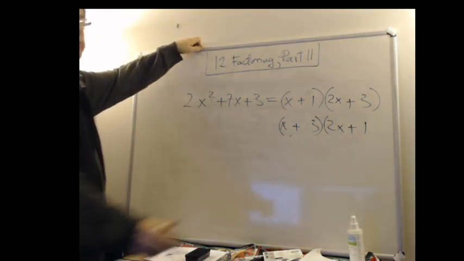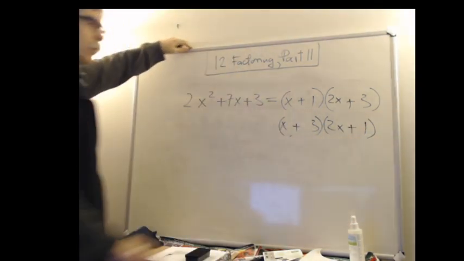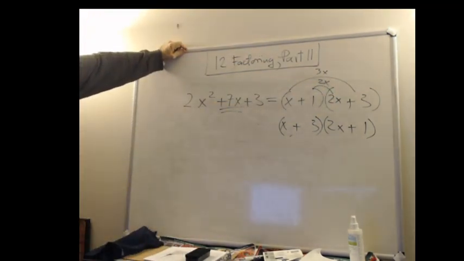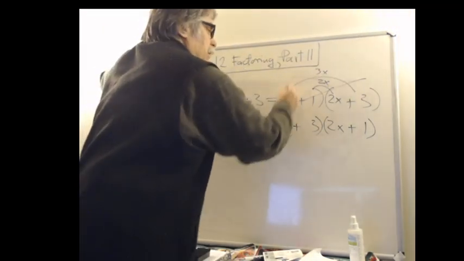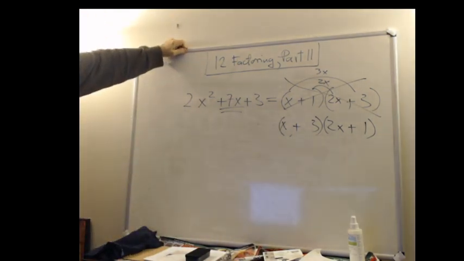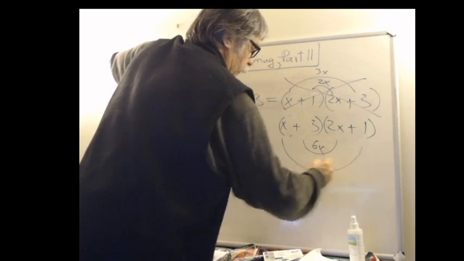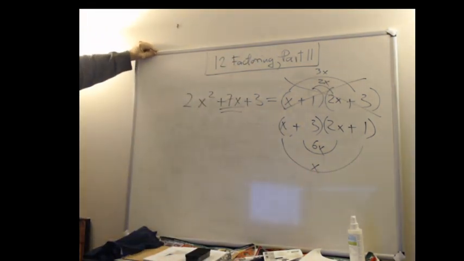The question is which one? Which one will work? The answer will be the middle terms. You have on this side, and on this side you have 7x. So this one is not the one that works. The bottom one, 6x, 1x. So there's your middle term.